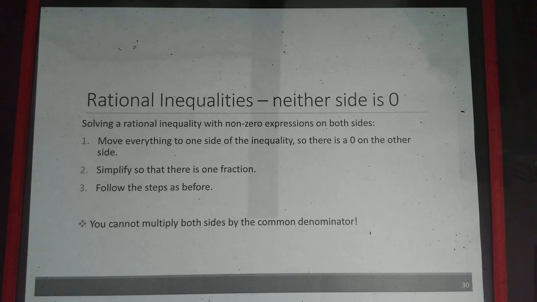The first thing we want to do is move everything to one side of the inequality, so we do have 0 on the other side. Then we're going to put our terms together so that we only have one fraction, and then we'll follow the same steps. So let's give it a try.